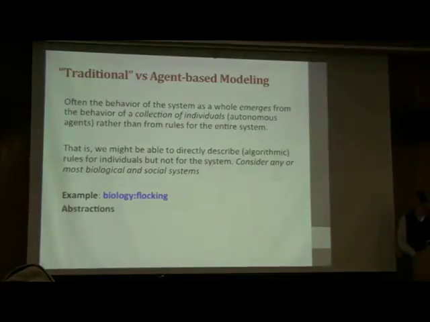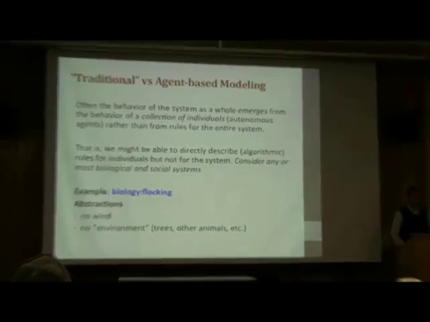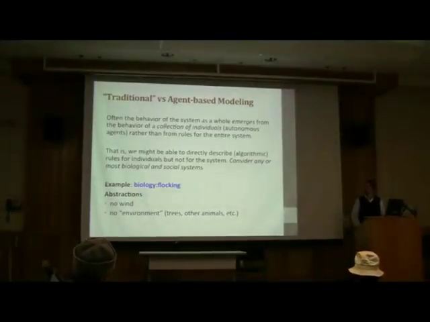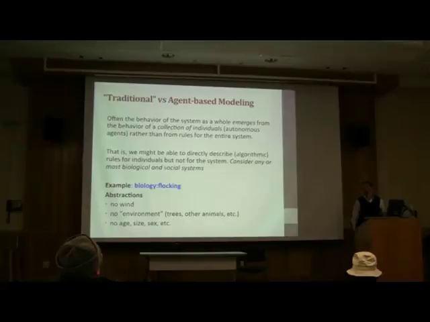There are also certain abstractions going on here. I'll just mention them first. For the audience, what are the things we've abstracted out in this model? Anyone? Just about everything, right? There's no wind, right? There's no environment at all. There's no trees, there's no animals, there's no ground beneath the starlings. There's also no age, no size, no sex. The starlings are actually a homogeneous population.